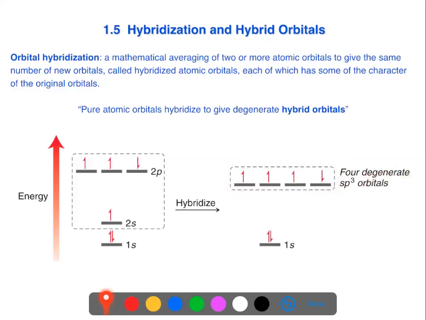These are degenerate. They have equal energy on our y-axis. And so this is now a better description of what we observe when carbon forms covalent bonds with neighboring atoms, as in methane with hydrogens. It's going to be the overlap of an sp3 hybridized orbital on carbon with the 1s orbital of hydrogen that forms that covalent bond. So let's look at that image in a little bit more detail.